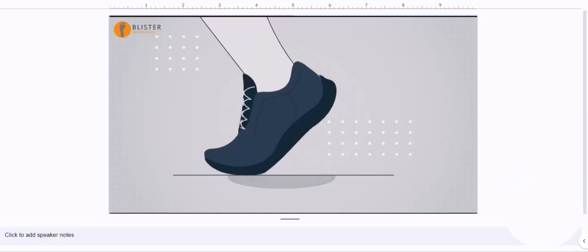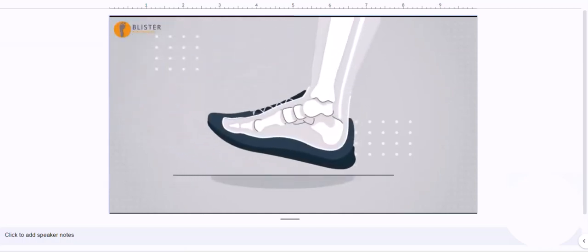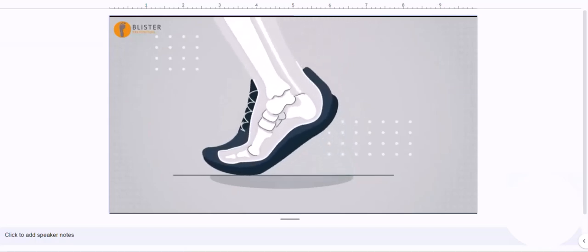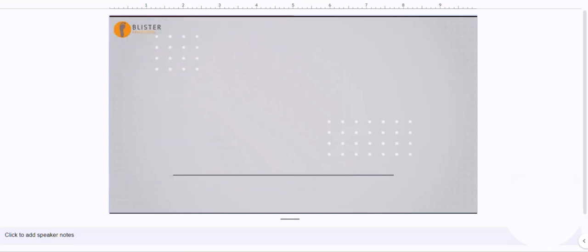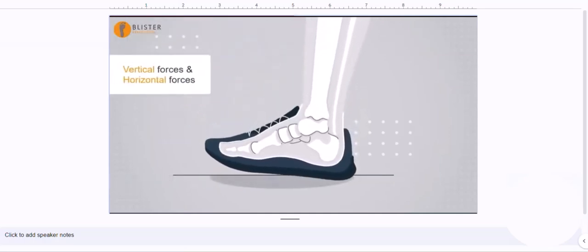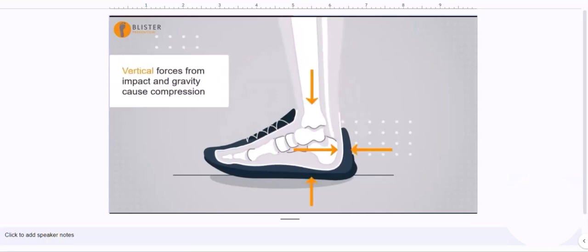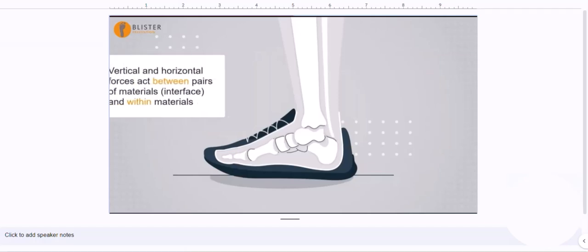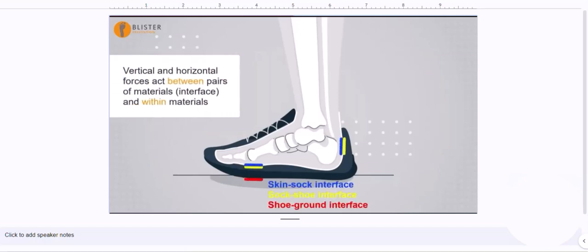To understand how friction blisters occur, we need to look at how the foot and shoe move while on the ground. We need to appreciate all the material layers involved, and we have to look at forces. There are vertical forces and horizontal forces. Vertical forces from impact and gravity cause compression. Horizontal forces from momentum, from muscles pulling on bones, and from friction create shear forces which make materials bend and stretch. Vertical and horizontal forces exert their effects between pairs of materials at their interface and within materials that deform.